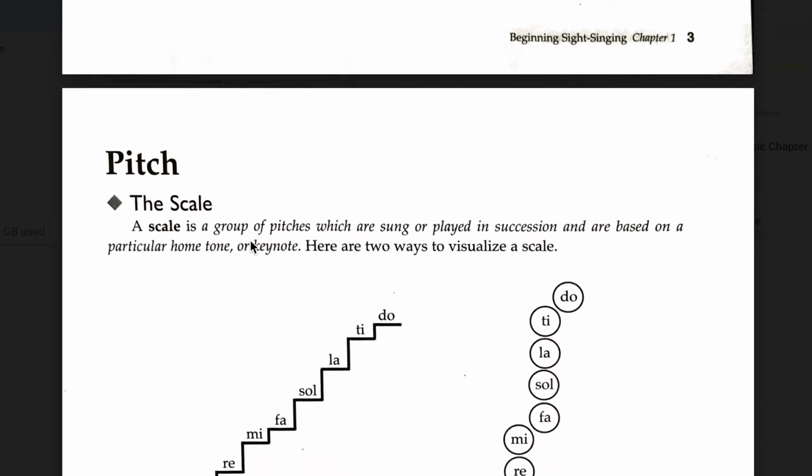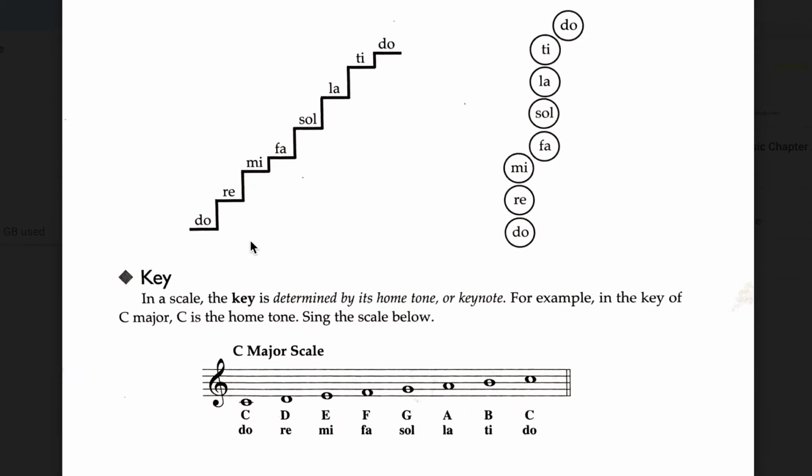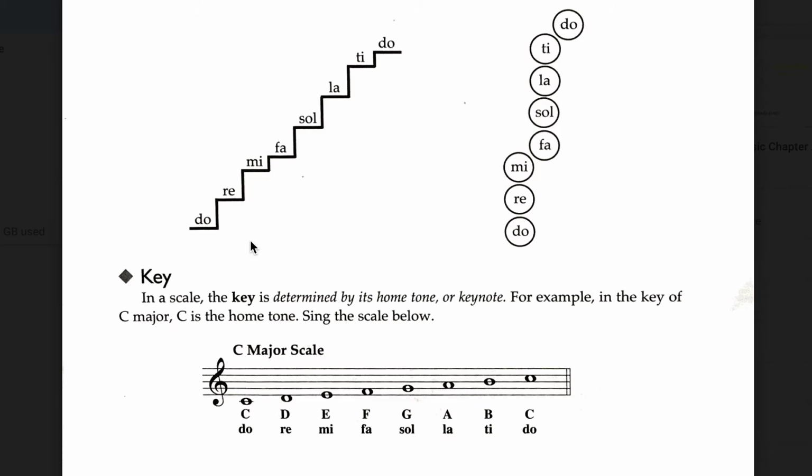Okay? Last thing we're going to do, the scale. A scale is just a group of pitches or notes that are sung or played in succession and are based on a particular key. Here's a couple ways to look at a scale. Now in this class in choir we look at solfege. That's how we do our scales.